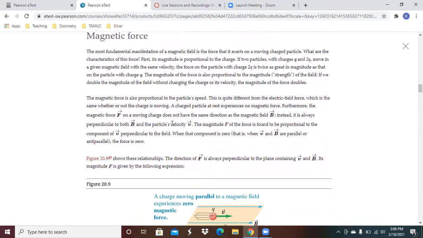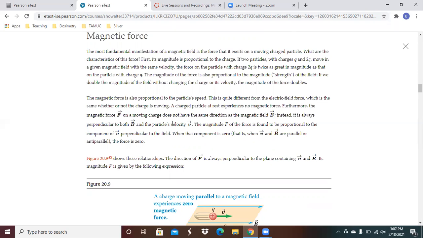So how do we go about quantifying magnetic force? We know that the most fundamental manifestation of a magnetic field is the force that it exerts on a moving charged particle. What are the characteristics? Well, its magnitude is going to be proportional to the charge. If two particles with charges q and then 2 times q move in a given field of the same velocity, the force on the particle with charge 2q is going to be twice as great as that with just 1q.